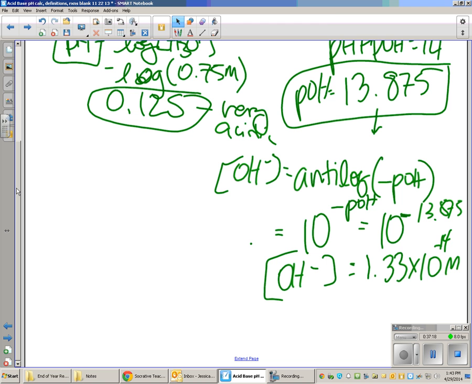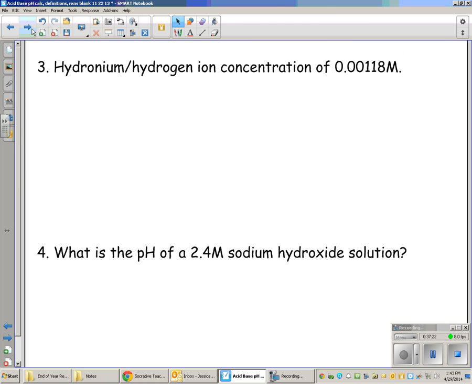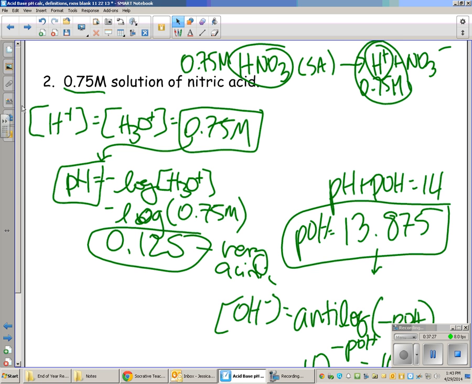We're good. I can do one more if anybody wants me to. Yeah. What's the H3O conjugate? H3O was at the very beginning of this problem given to us. So 0.75 molar.